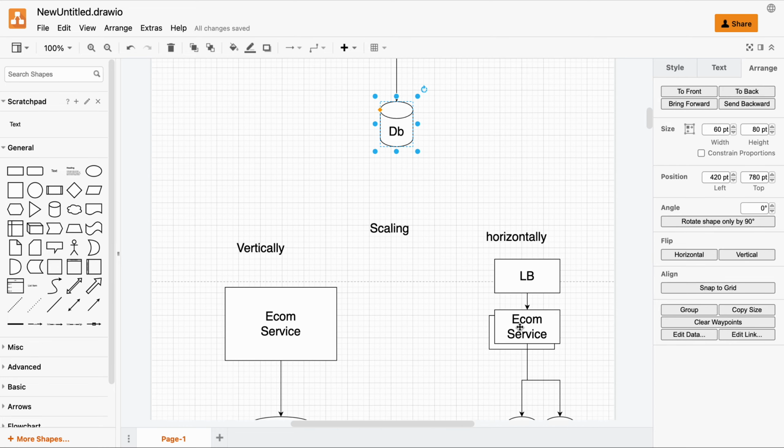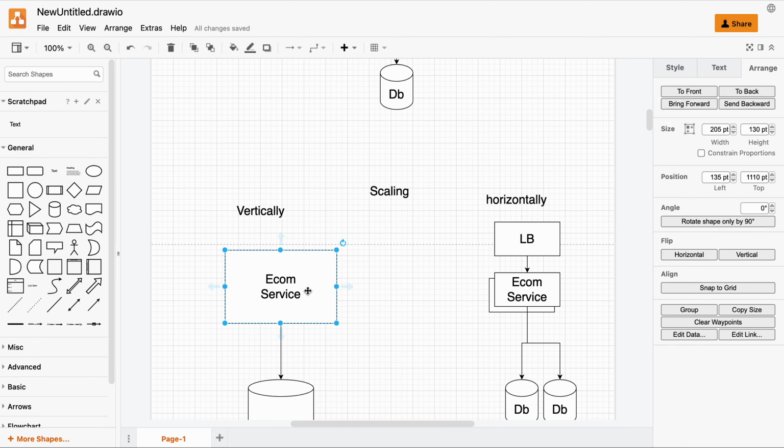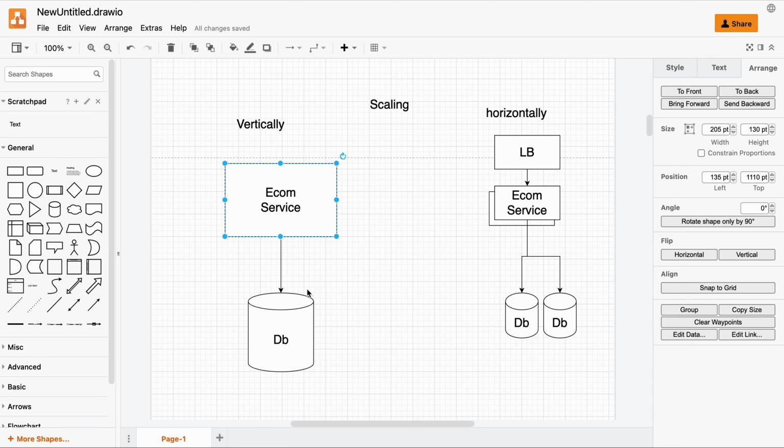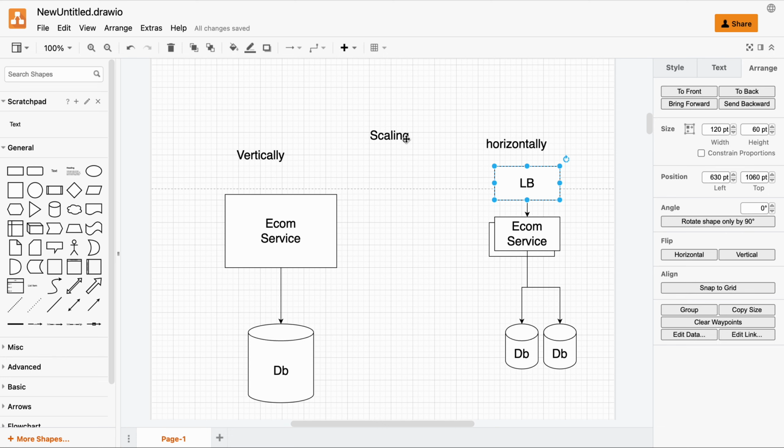Either you can go with the vertical scaling approach, you can increase the capacity of your machine that is hosting the e-com service, and the database also, you can put the database in a machine that supports higher specification. Or you might already know the horizontal scaling. We could have multiple instances with a load balancer and a request coming to the load balancer, then having multiple shards in the DB. So which one is better?